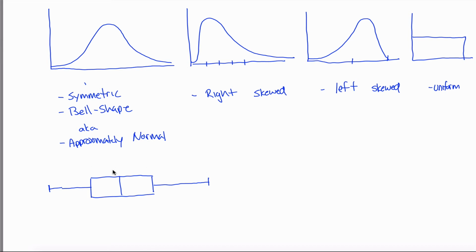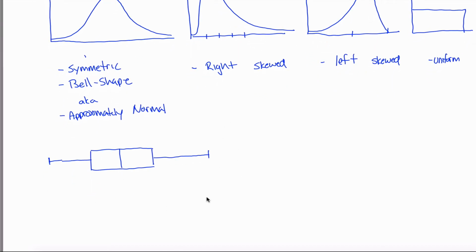If I made a box plot of data that was approximately normal, I'd expect it to look like this, which would be very different from a right skewed distribution, where most of my observations are collected over here on the left. So my box plot would look something like this. What's going on here? Most of my observations are over here on the left. I don't have this tail out to the left.